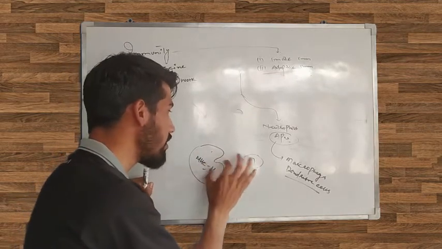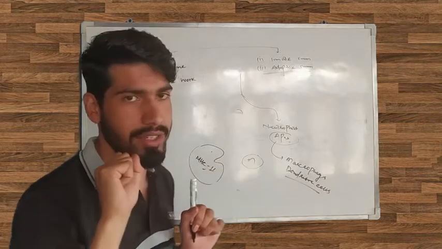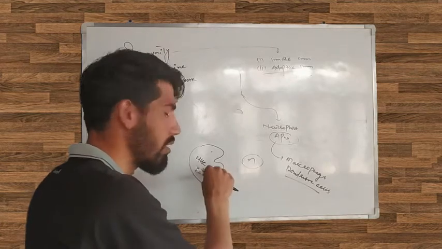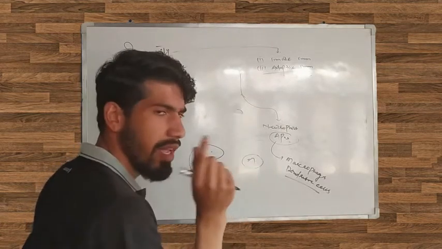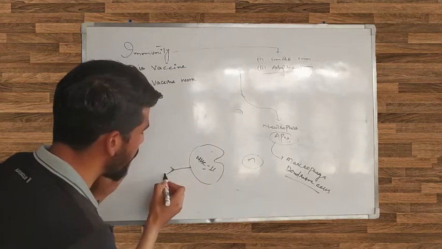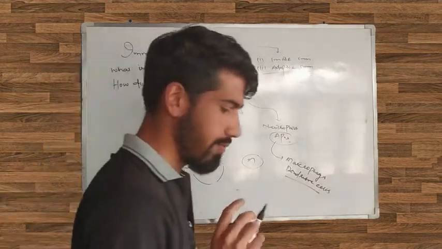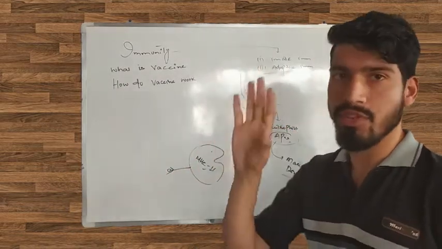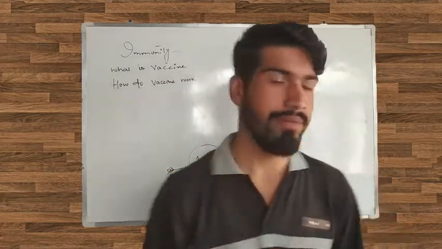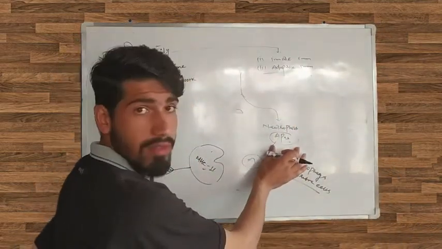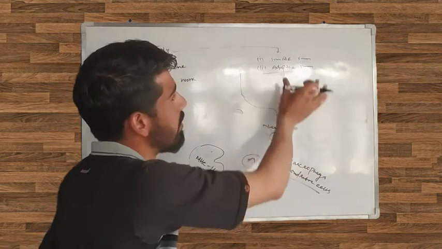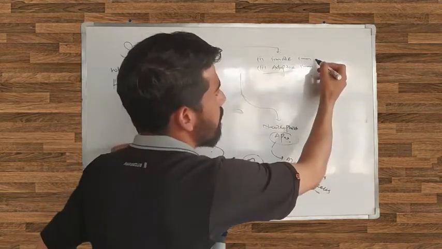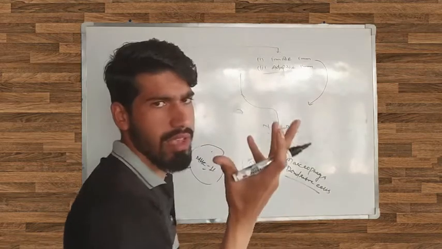When the piece of the antigen is loaded, MHC class 2 shows that piece of the antigen to the rest of the body. It shows the rest of the body: yeah, I found this antigen and we killed it, and this is the piece of the pathogen or antigen. So this is the job of the APCs, and this is innate immunity. This immunity is always active.